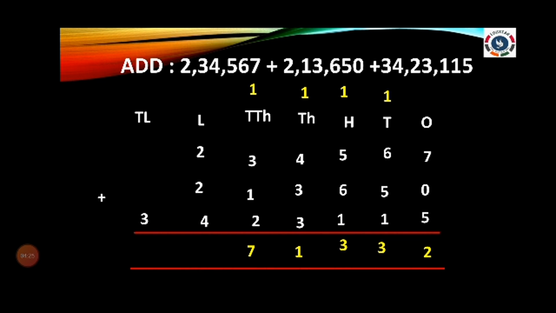Then move to the lakh place. What do you have? 2, 2, 4. So you have to add all together. 2 plus 2? 4. 4 plus 4? 8. So that is also a 1-digit number. It doesn't have any carry. So write 8 in the lakh place. Then move to the ten lakh place. What do you have now? Only 3. There is no other number to add with that, so bring the 3 down. So what do you get finally? 38 lakh 71,332. That is the answer.